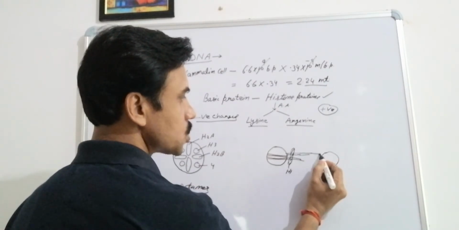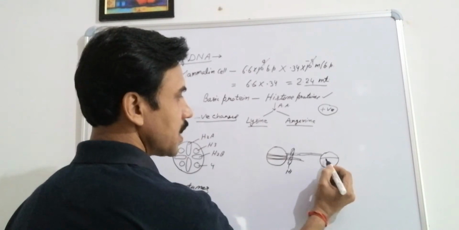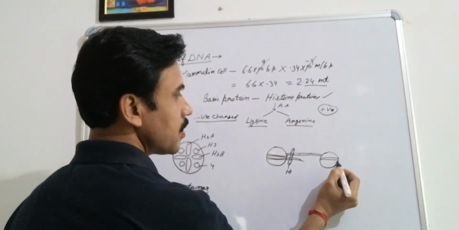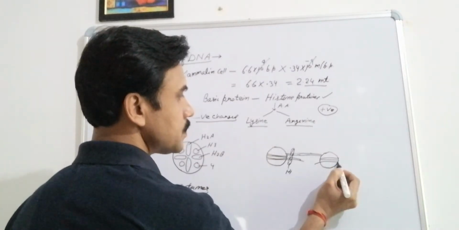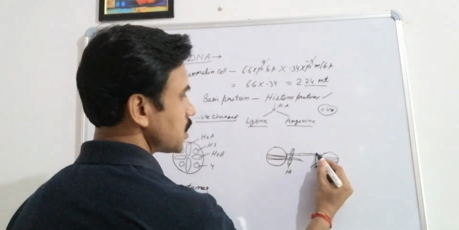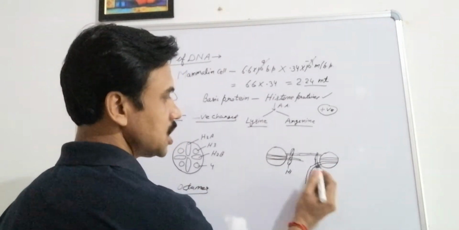This DNA again used to move from here. It will come from this side. It will coil it and it will again emerge out in this way. Okay, and here one more H1 protein is present to bind it. This DNA will again move in forward direction.